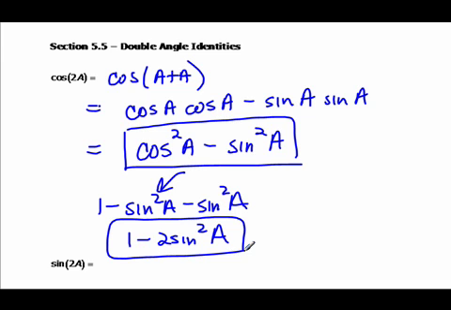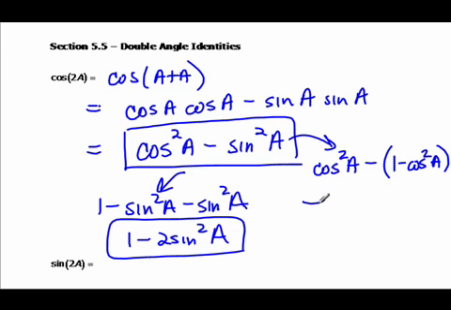And now let's go back up to this again. Instead of taking out cosine squared and putting in 1 minus sine squared, we'll take out sine squared and put in 1 minus cosine squared. So that would give us cosine squared a minus the quantity 1 minus cosine squared a. And when we simplify that, distribute the negative through, combine like terms, we end up with 2 cosine squared a minus 1.